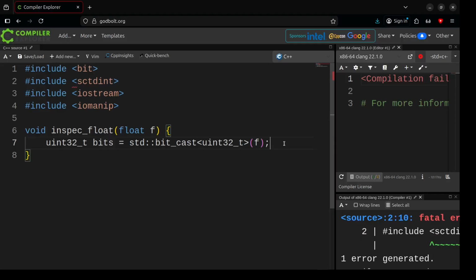This is how we get the bits. Basically, we say with bit_cast, take the bit pattern of whatever f is and cast it to unsigned integer, but don't convert it, meaning keep the bits as they are.